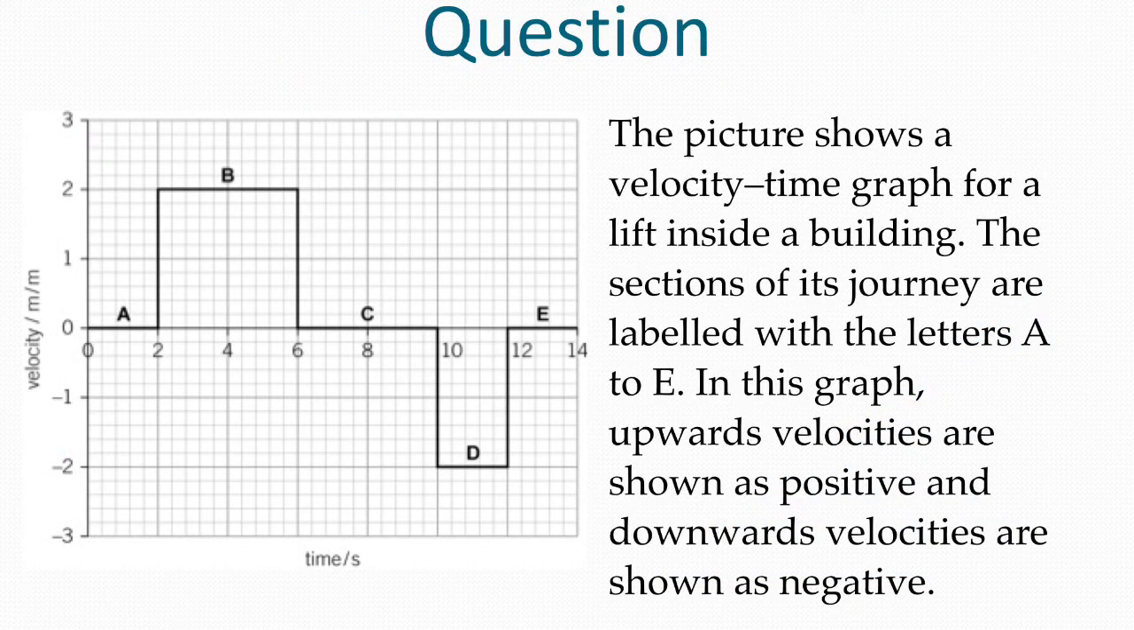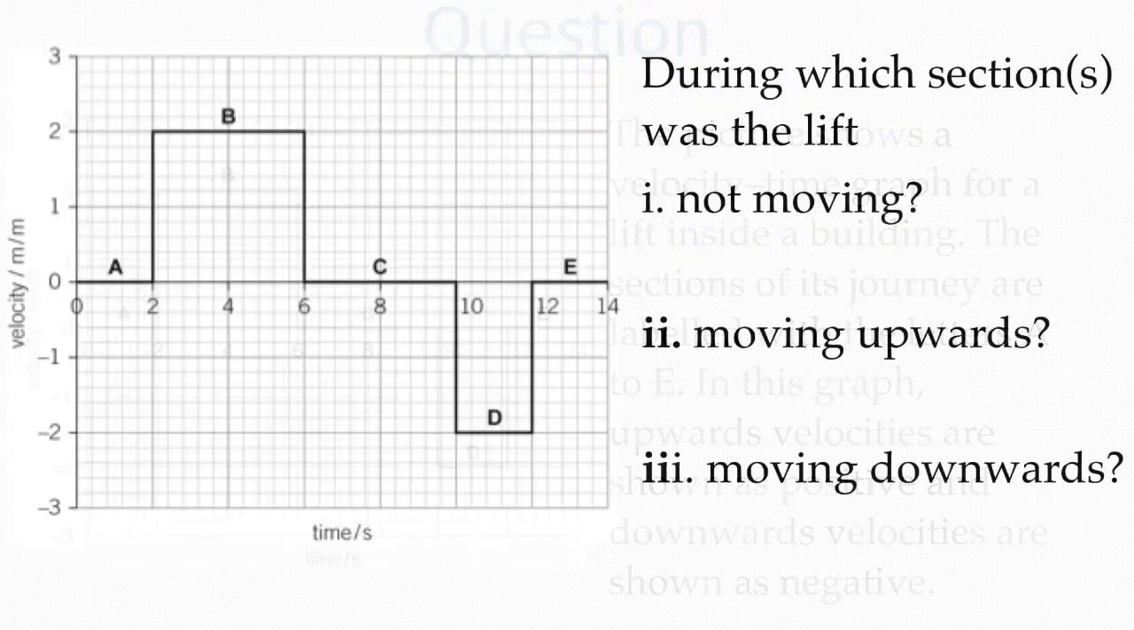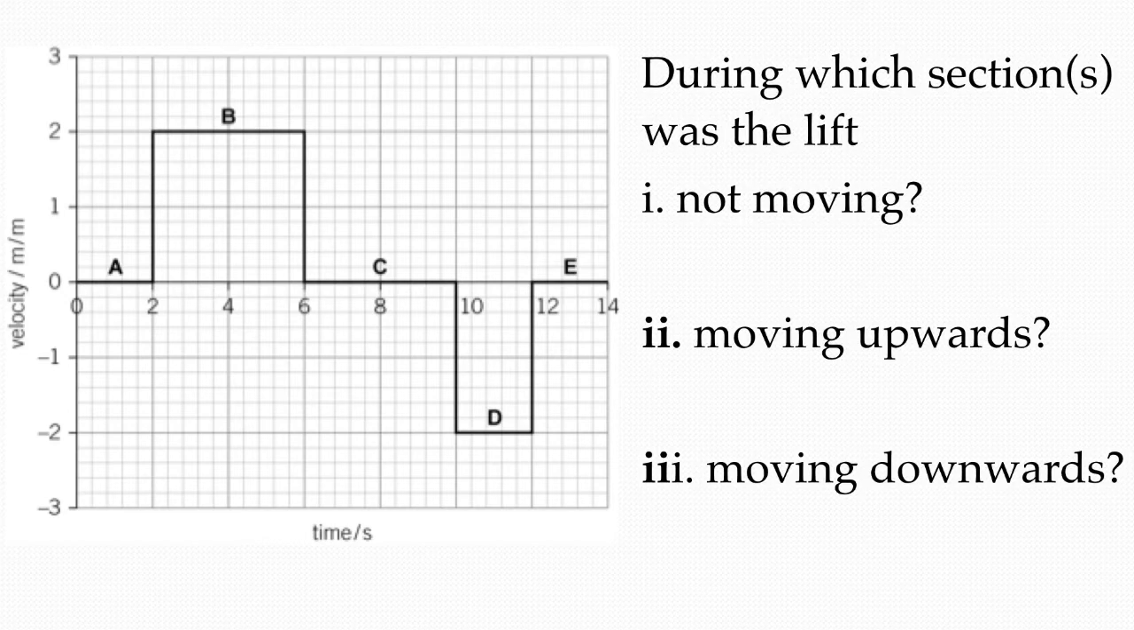This picture shows the velocity time graph for a lift inside a building. The sections of the journey are labelled with letters A to E. In this graph, upwards velocities are shown as positive and downwards is negative. Use the graph to answer the following questions. Which section is the object not moving? Which is it moving up? And in which is it moving down? Pause the video while you write down your answer.